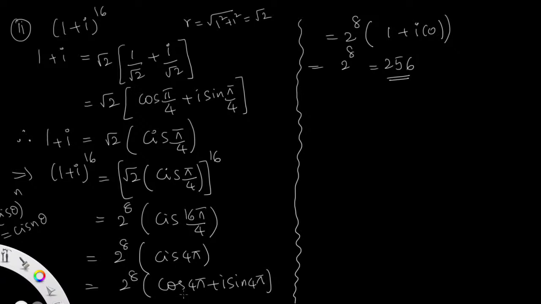Now expand cos 4 pi plus i sin 4 pi. Cos 4 pi is plus 1, sin 4 pi is 0. Then you get 2 to the power of 8, that is nothing but 256.